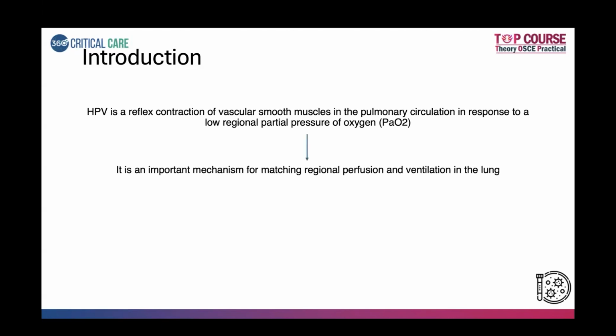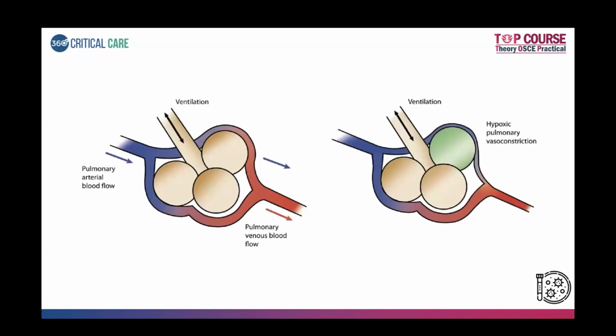It is an important mechanism for matching regional perfusion and ventilation in the lung, occurring through the pulmonary artery smooth muscle cells. That is also called PASMC. That actually has the main role in the mechanism of inducing HPV.